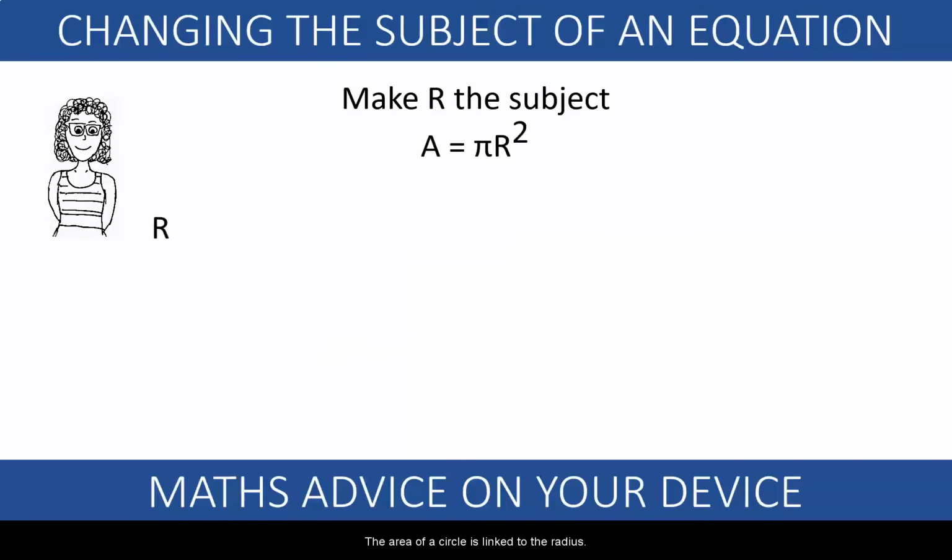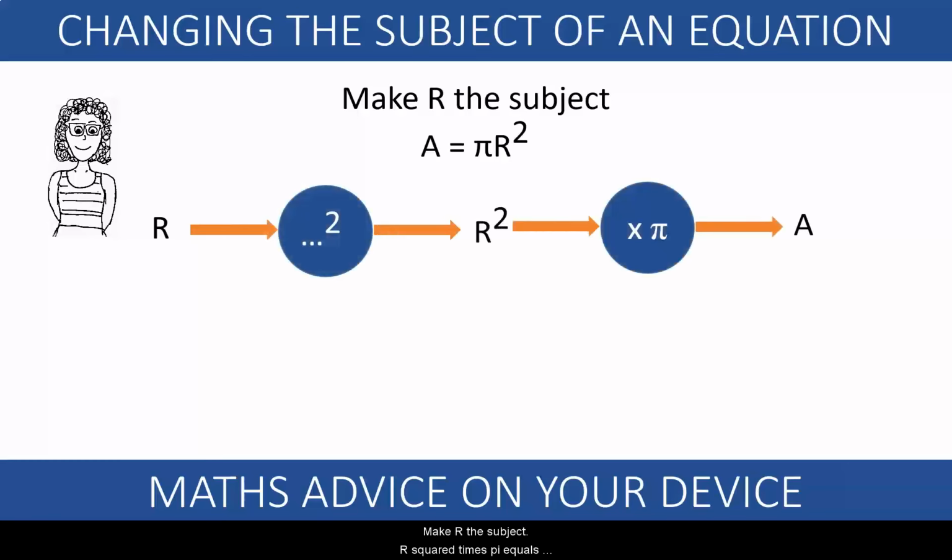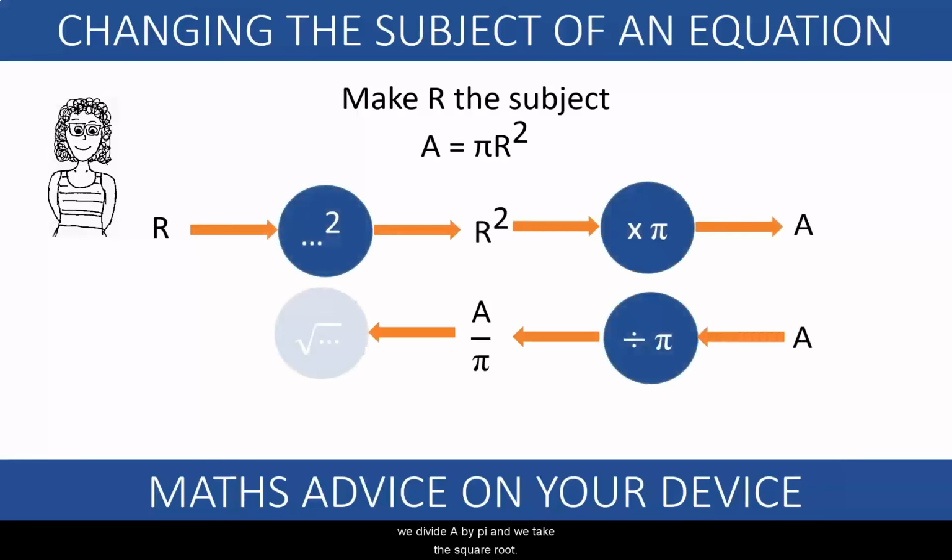The area of a circle is linked to the radius. Make R the subject. R squared times pi equals the area, so working in reverse, we divide A by pi and we take the square root.